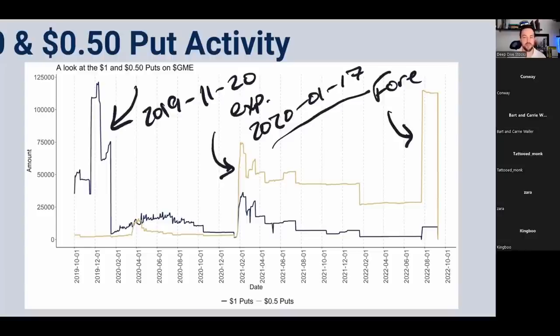I don't typically wear a tinfoil hat. You have to convince me that certain things are occurring, but this data convinces me that certain things are occurring. So let me put a little context into that 2019 date.